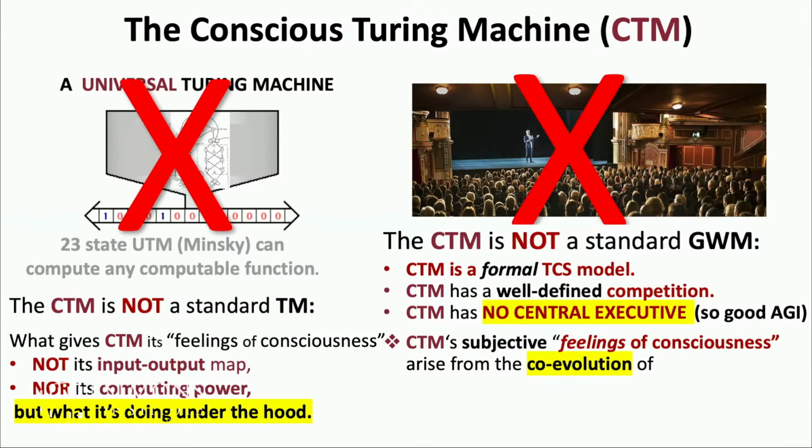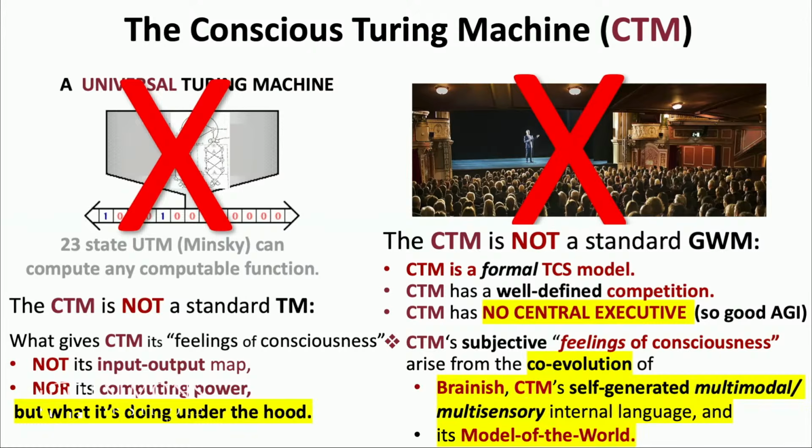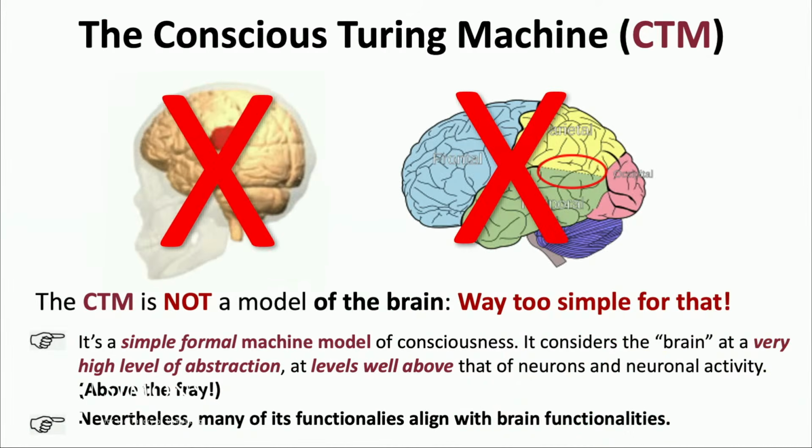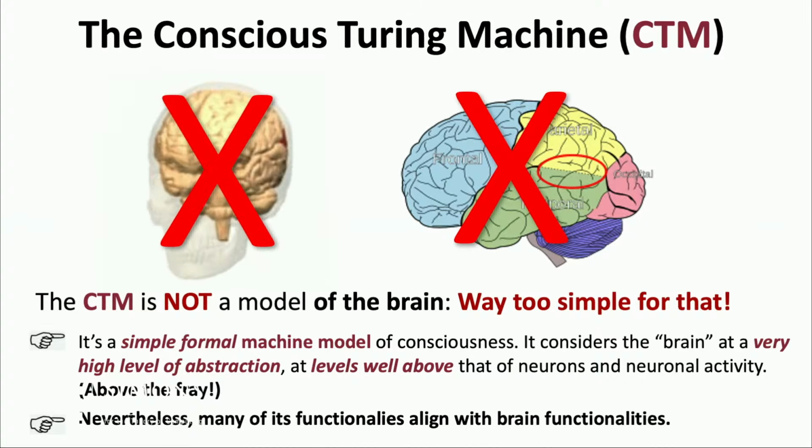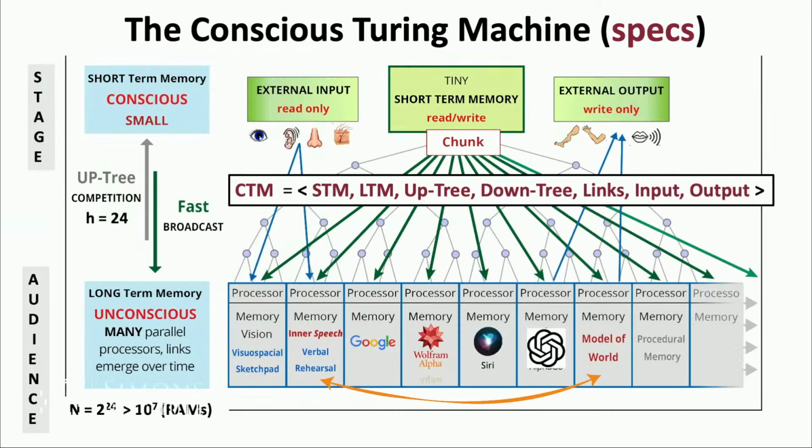And its subjective feelings come from, in addition to the global workspace, the co-evolution of Brainish, which is the CTM's self-generated, multimodal or multisensory internal language, and its model of the world. So its feelings are coming out of this. And then finally, I want to just say the CTM is not a model of the brain. It's way too simple for that. Okay, with all that qualification, let me go ahead and give you a little bit of the architecture before I go into the construction of Brainish.